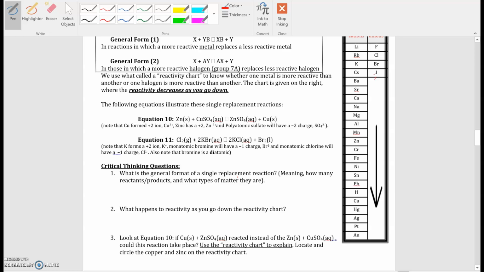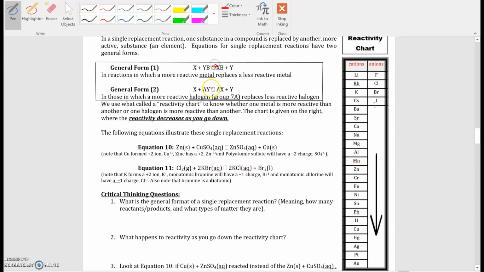Okay, so if you look here, they should have arrows. This is the reactivity chart, which is not something you have to memorize. If you look at equation 10 here, zinc is a single element, and it would form a cation, so I know it's going to try to replace copper since that's the cation in the compound. So I would look at the chart. Zinc is here, copper is here. And notice how it says reactivity decreases as you go down. That means zinc is more reactive than copper. And that means this reaction will take place because the single element has to be more reactive than the element it's trying to replace in the compound.